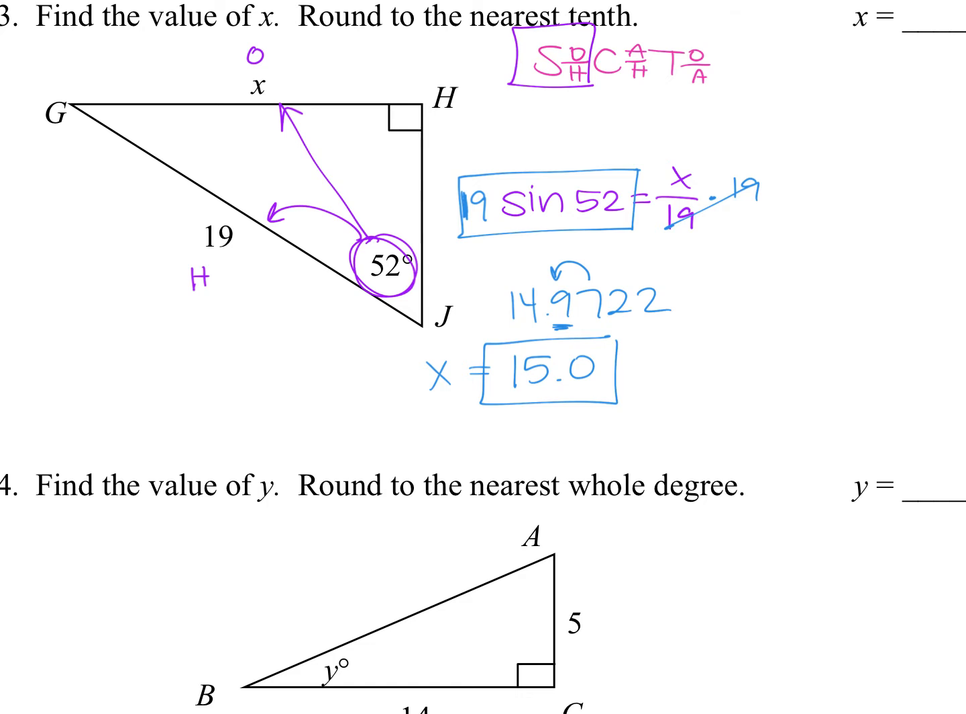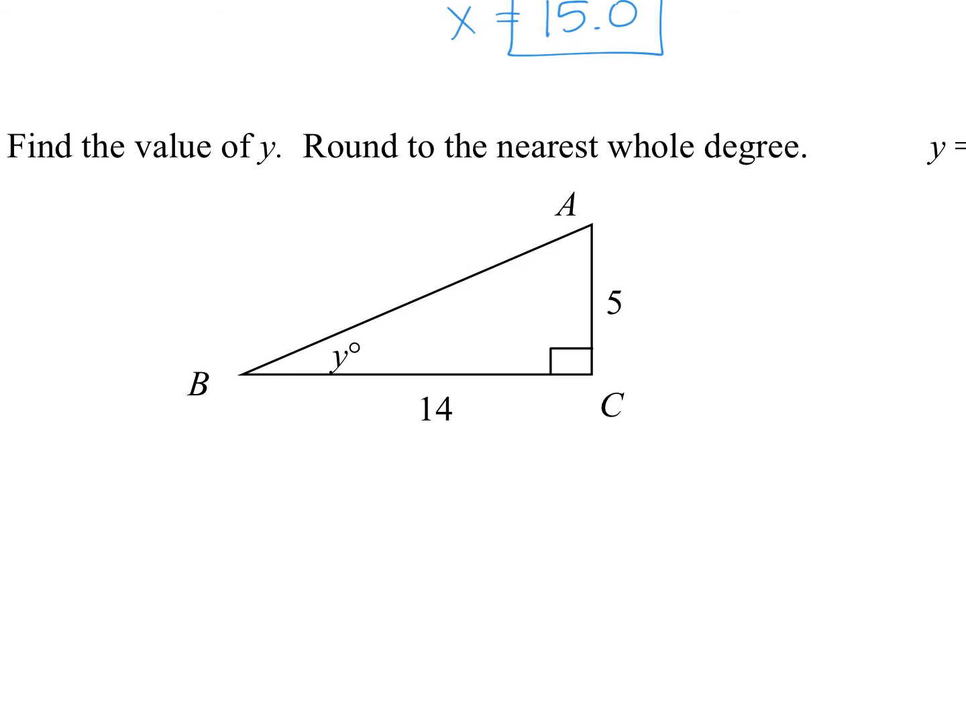Number 4. So this says find the value of y. What's the difference in this problem? The inverse. You're solving for an angle. If ever you are solving for an angle, law of sines, law of cosines, SOHCAHTOA, any of them, you must use the inverse. So it's going to be this or that, right? Inverse of whichever one it actually is.